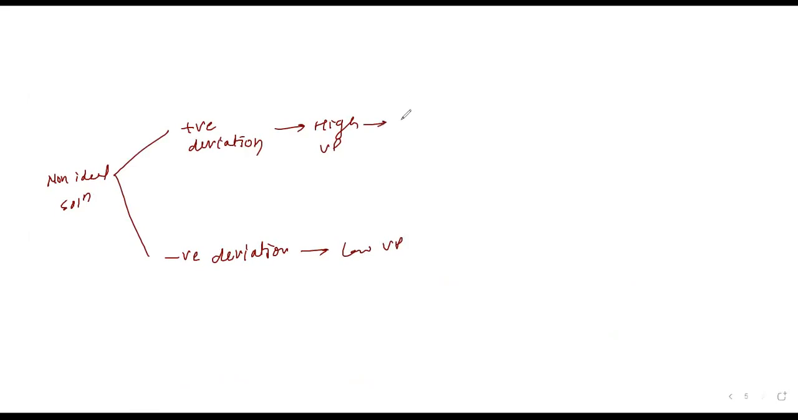So high vapor pressure means boiling at what? If vapor pressure is high, like petrol, will it boil at a high temperature or a low temperature? Low temperature, sir. Yes, it boils at low temperature. And low vapor pressure means it boils at high temperature.